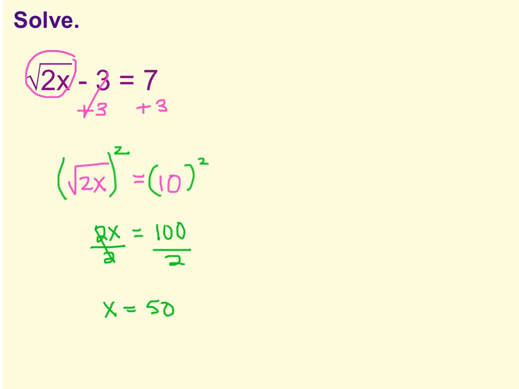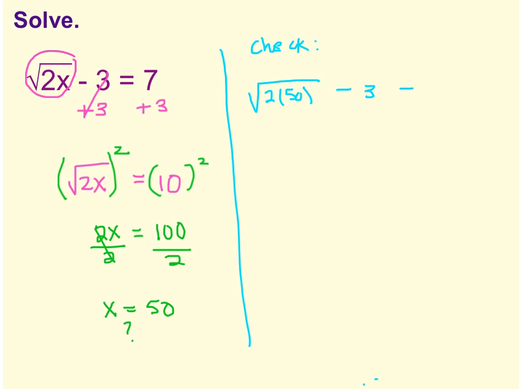But is x actually equal to 50? I'm putting a question mark because we do not know until we do our check and we plug it back in. So yes, it's a pain, and yes, you have to check all your answers. So all that means is you're going to plug in a 50 for the x. So we have the square root of 2 times 50, and then we have this minus 3 equal to 7. And I'm just putting a question mark above the equal sign because we want to know, is it equal to a 7? So all that we're doing is we're simplifying this left side.